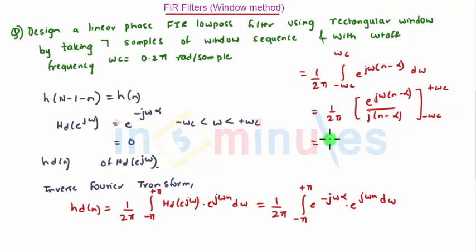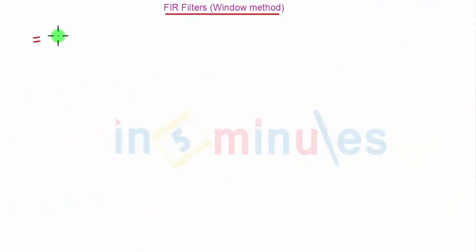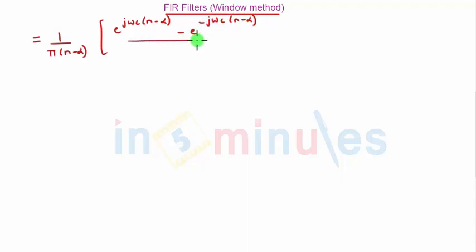So we substitute these limits. After substituting, we get e raised to j omega c n minus alpha divided by j into n minus alpha, minus e raised to minus j omega c n minus alpha upon j into n minus alpha. Now we take n minus alpha in the denominator as a common term and put the 2 inside. So finally we get 1 upon pi n minus alpha multiplied by e raised to j omega c n minus alpha minus e raised to minus j omega c n minus alpha upon 2j.